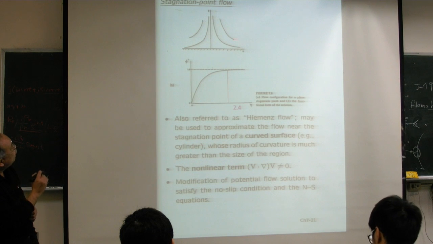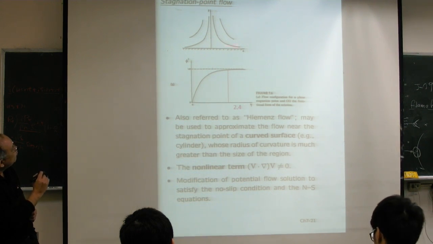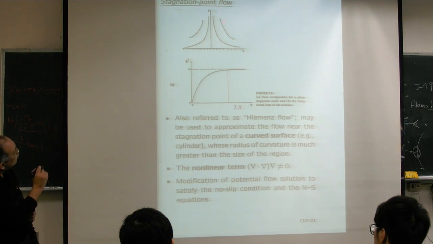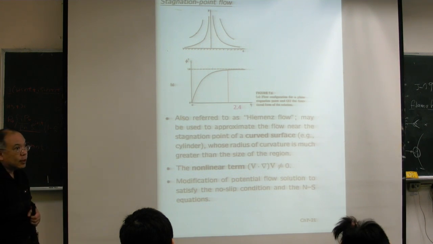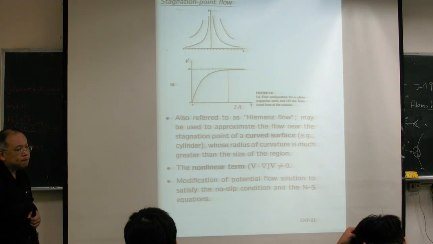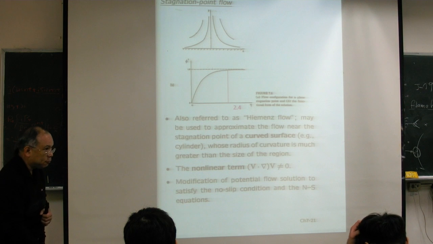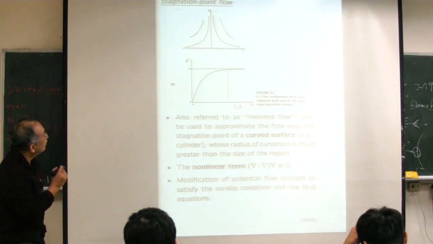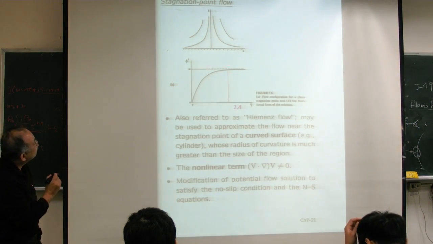So we have a flow impinging on the flat plate, and the flow will start moving sideward. This kind of flow we call a stagnation point flow. Then a lot of the flow conditions, or the reaction flow, are based on this stagnation point flow condition.